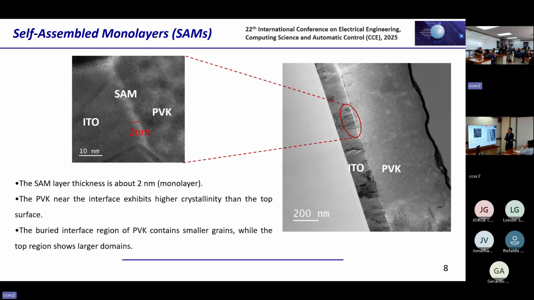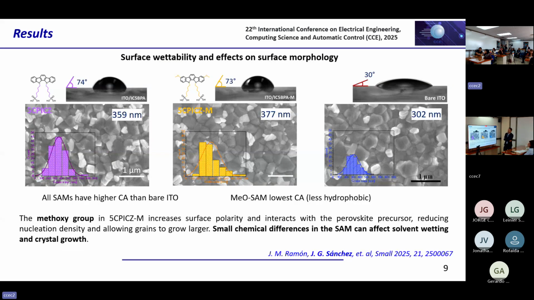And then here we can observe the effects of the SAM on the perovskite. First, at the beginning here, we observe there are two different crystallinities of the perovskite. Here we have small crystals, and I mean, the crystallinity at the bottom is higher than on the top.